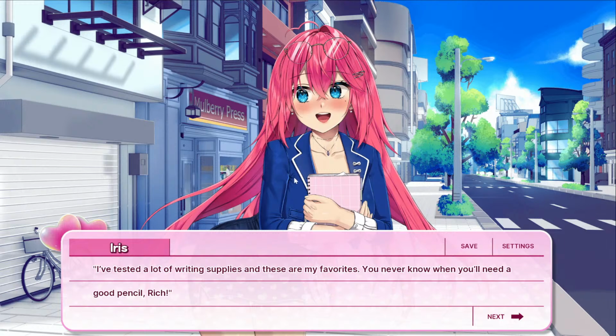I think my favorite pen back when I was younger was Pilot pens. The issue with them is they're inky, but you know, sometimes when you want to draw and do stuff, they're nice to have. Yeah. There's a lot of writing supplies, and these are my favorites. I never know when I need a good pencil.